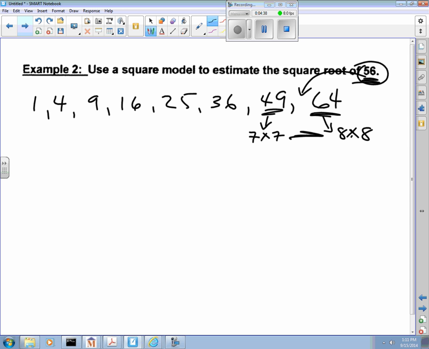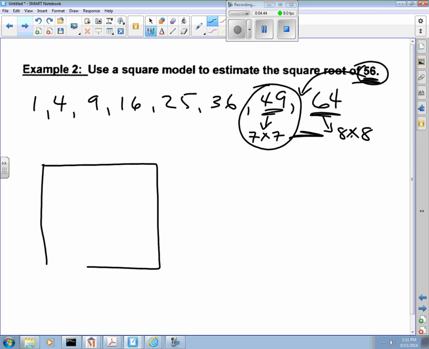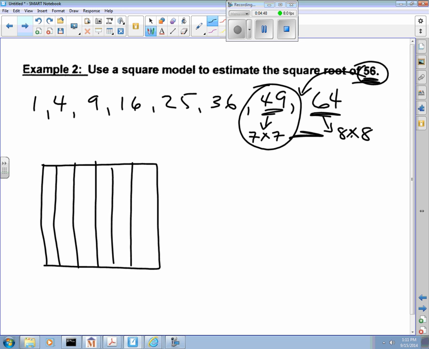So I'm imagining the closest I can make to a square is to use 49. So once again, I'm drawing myself 1, 2, 3, 4, 5. Oh, that's terrible. I'm going to try again. I'm going to start again. Sorry about that.